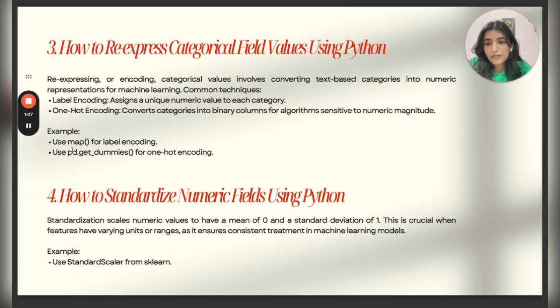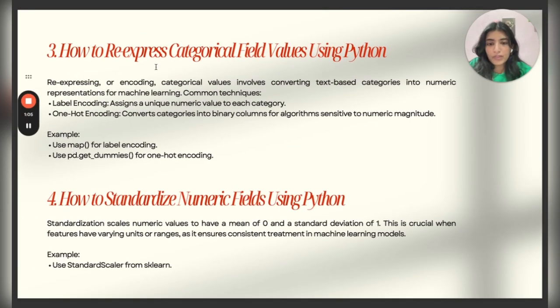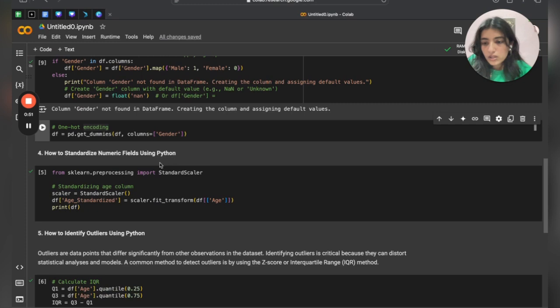Up next we have how to standardize numeric fields using Python. Standardizing numeric fields ensures all features are on the same scale, improving model performance. In Python we can use StandardScaler from sklearn. So let's look at the code.